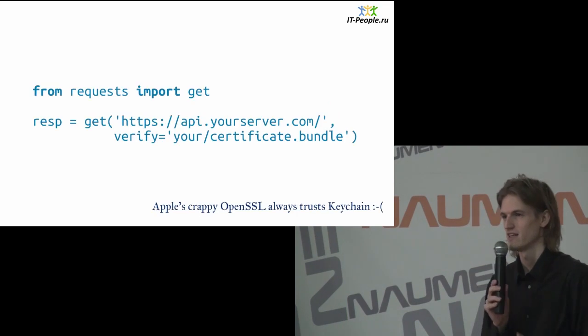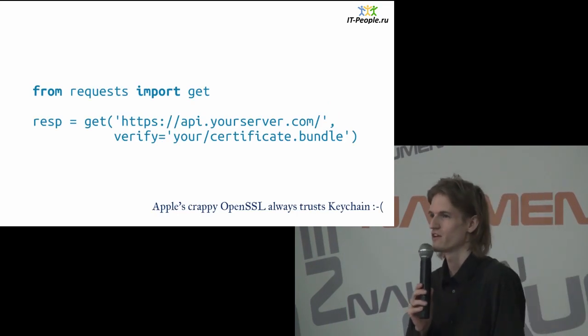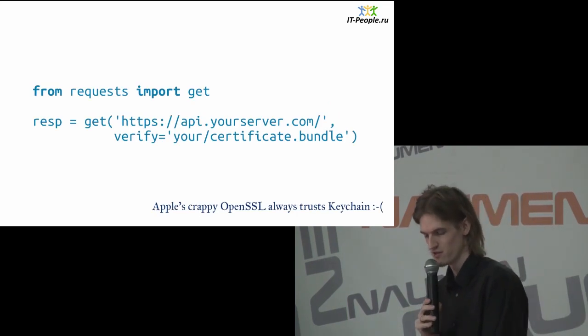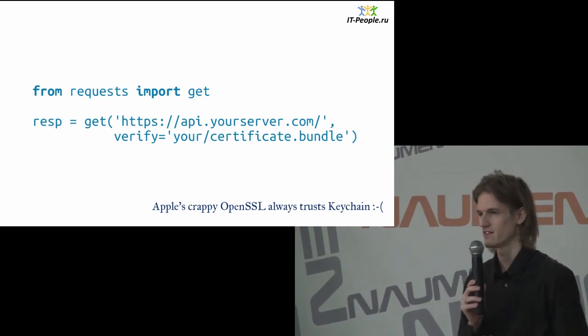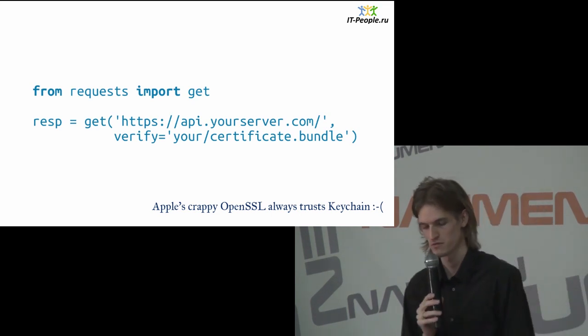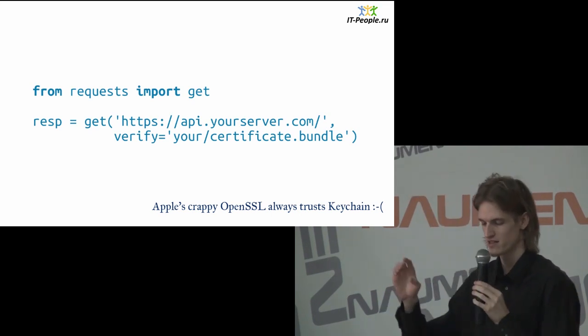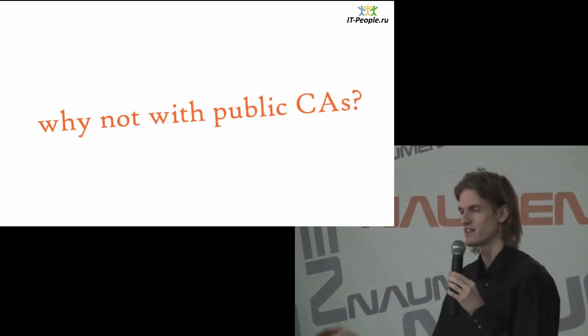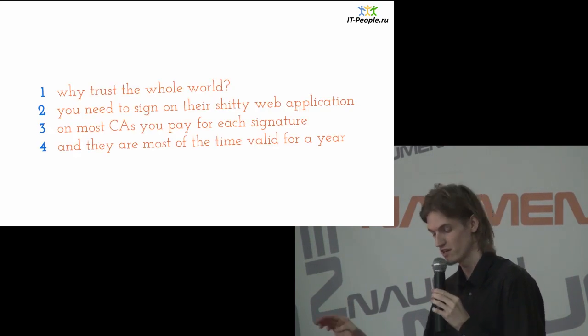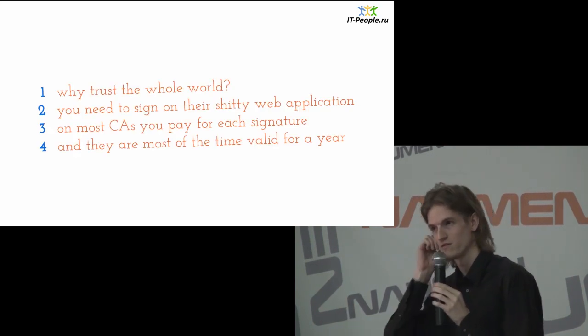The problem is, certificate authorities will not let you do that. But first of all, this is how you would verify it. If you use Python requests, you make an HTTP request, and then you say verify equals the path to my certificate. And that's the root certificate. And you can use that. But why does it not work with public certificates?